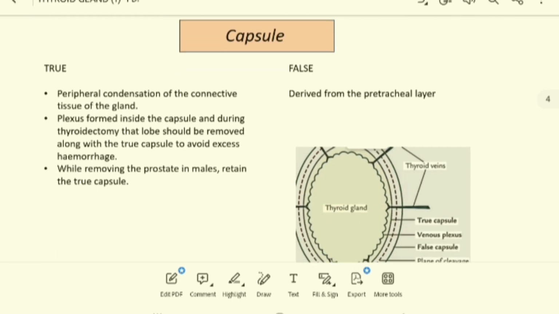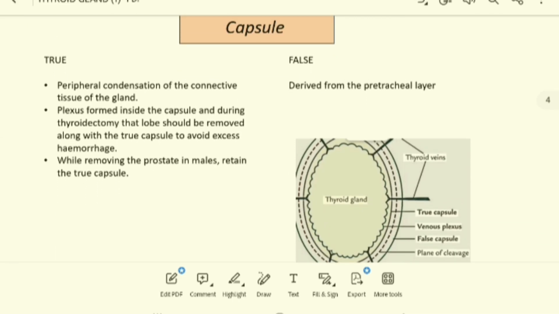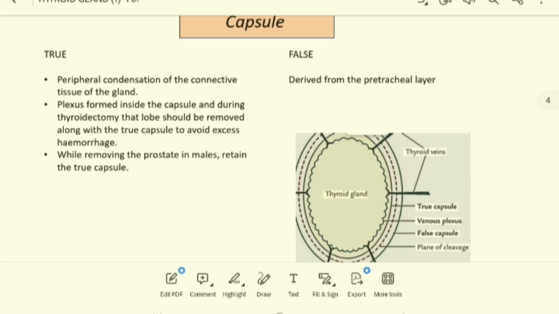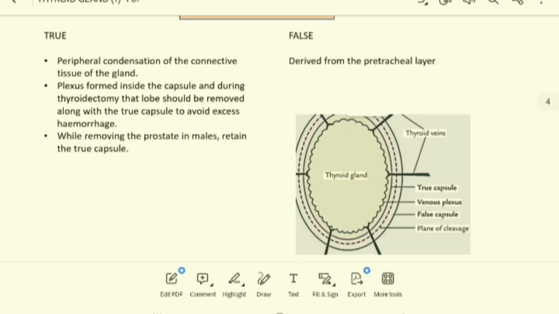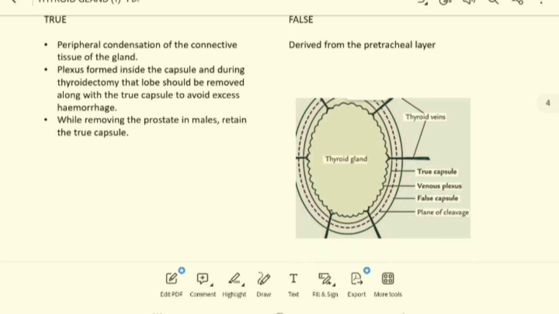Okay, now next up, coming to the capsule. Thyroid has got a true capsule and a false capsule. The true capsule is peripheral condensation of the connective tissue of the gland. Plexus is formed inside the capsule, and during thyroidectomy, that lobe should be removed along with the true capsule to avoid excess hemorrhage or bleeding. While removing the prostate in males, retain the true capsule.